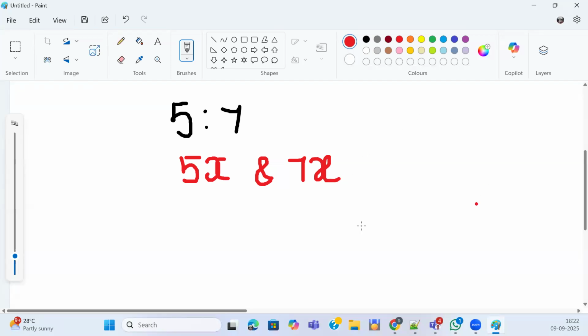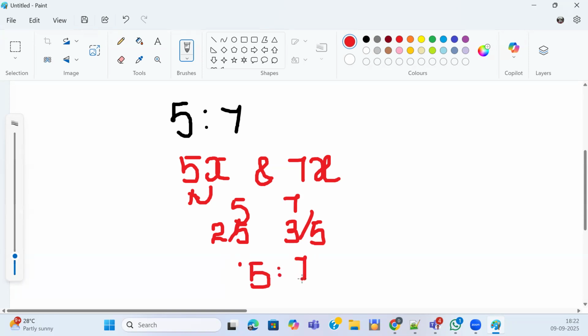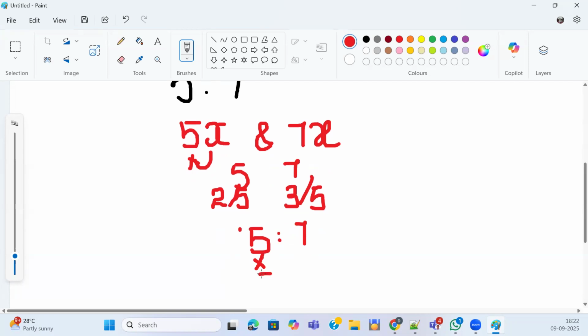Because if I multiply with x only, then only I can get the original number. For example, let's take 25 and 35. These are the original numbers, right? So what is their ratio? 5 fives are 25, 5 sevens are 35. So 5:7, right? To get my original number, 5 should be multiplied with 5, and 7 also should be multiplied with 5. Then only you will get the original number. But I don't know the original number. That is the reason I am assuming it as x.